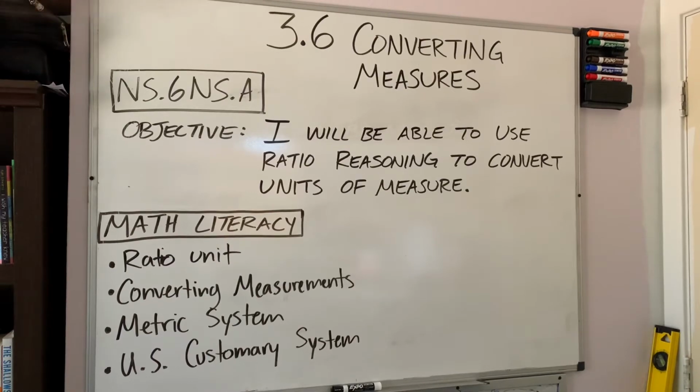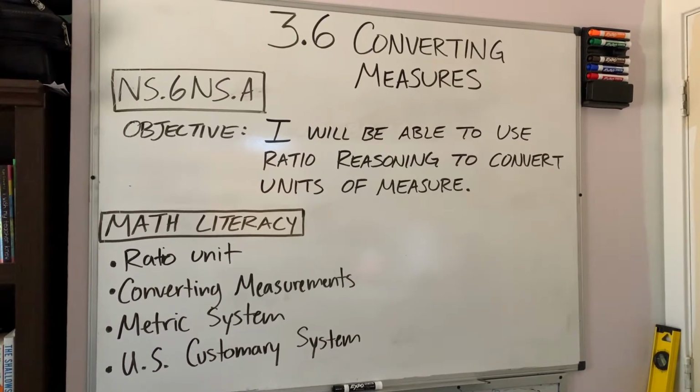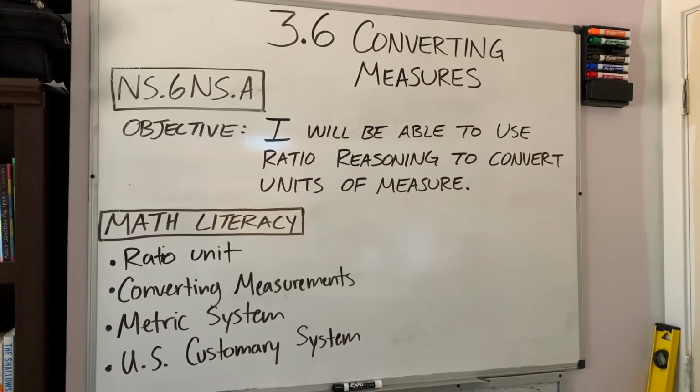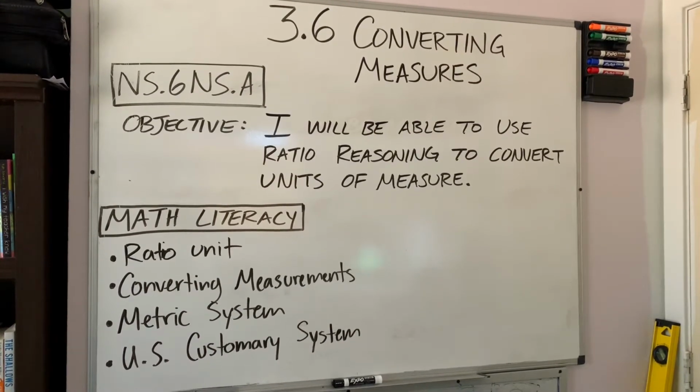Today, we're going to be working with 3.6 converting measurements. We're working with the metric system and the U.S. customary system. Our standard is 6th grade number sense A, and by the end of this lesson, we will be able to use ratio reasoning to convert units of measure.